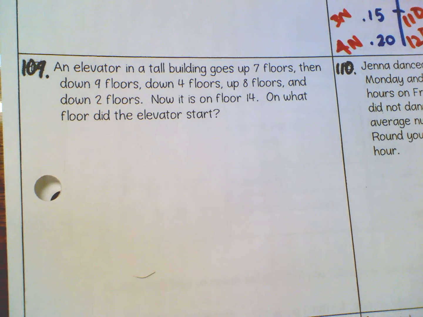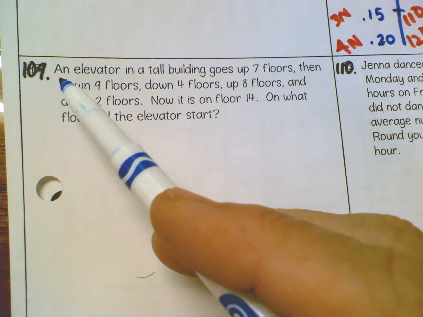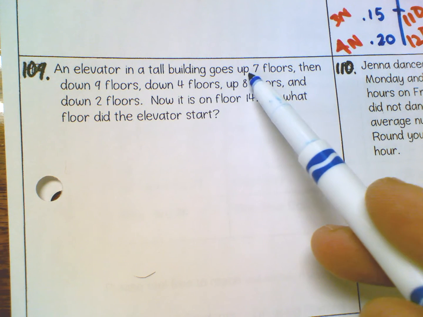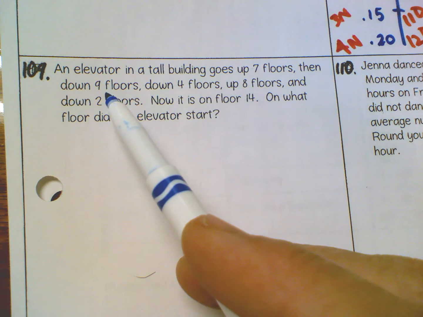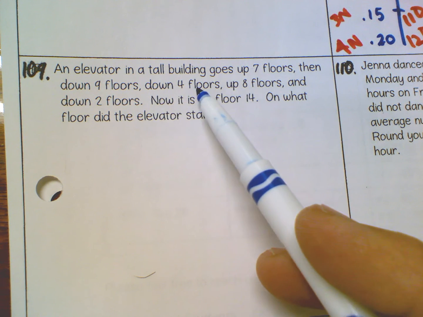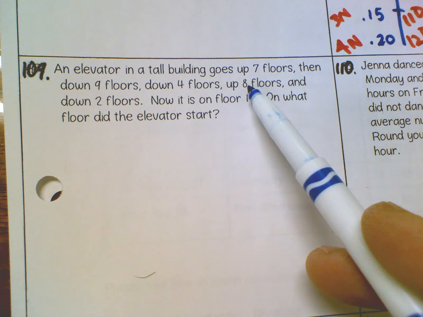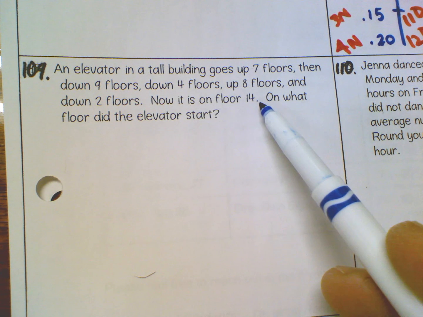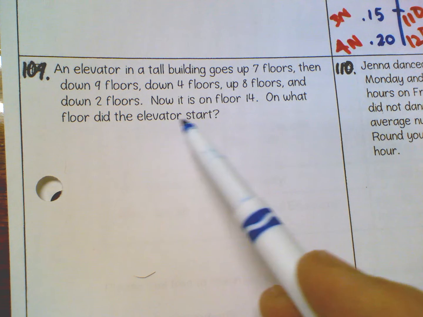Number 9, another word problem. An elevator in a tall building goes up 7 floors, then down 9 floors, down 4 floors, then up 8 floors, and then down 2 floors. Now it is on floor 14. On what floor did the elevator start?